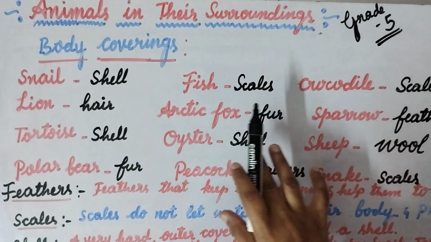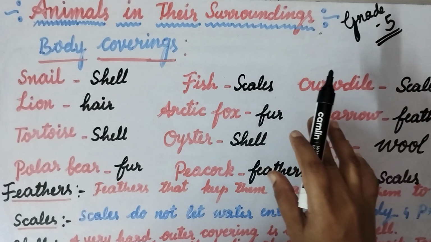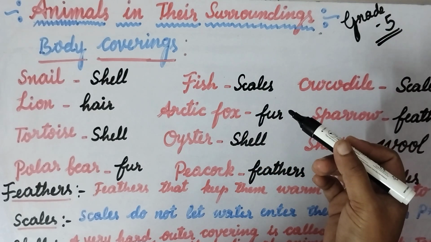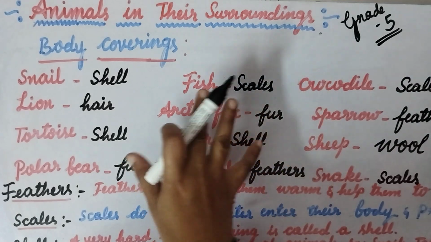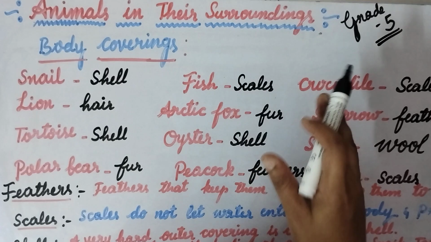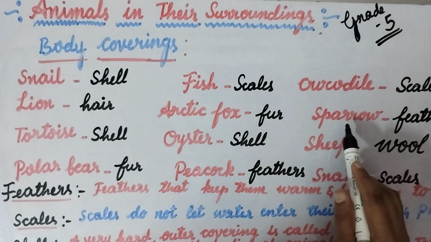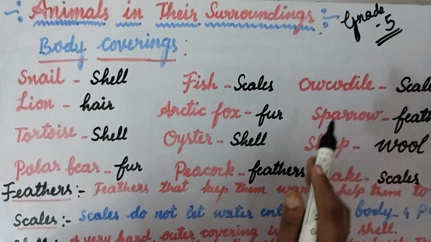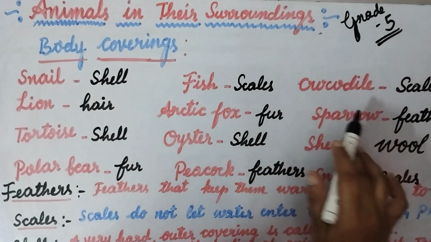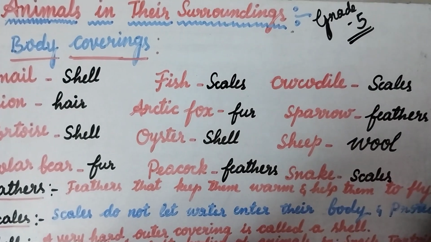Next, Arctic fox. This animal is present in the polar regions, which are cold regions, so here they protect themselves. The body covering of the Arctic fox is fur. We call it fur. Sparrow. We already see so many birds. The covering of the sparrow is feathers. Feathers.